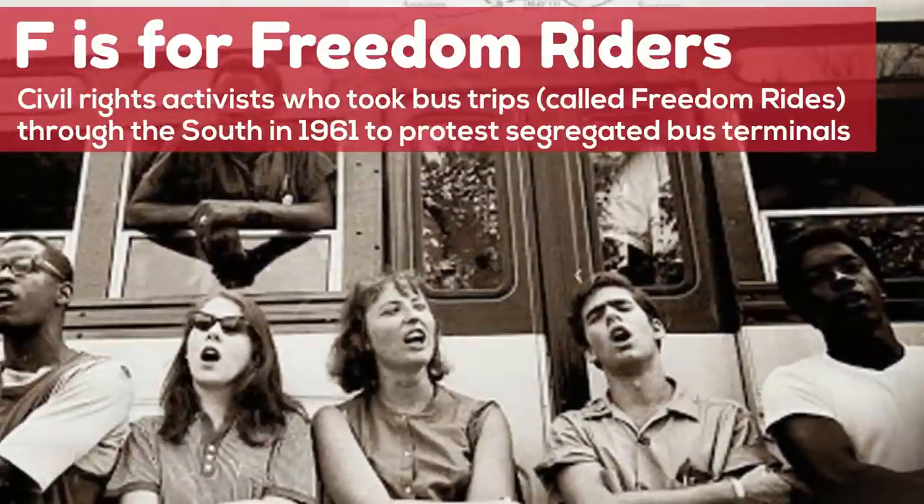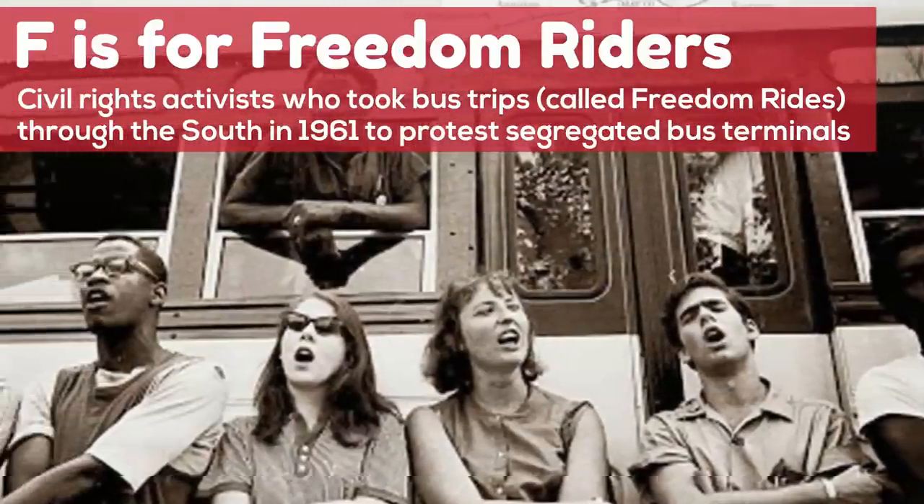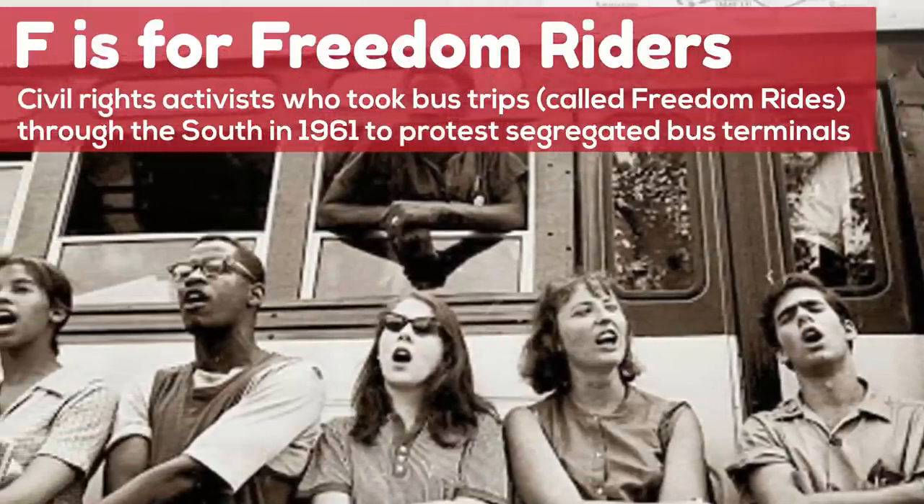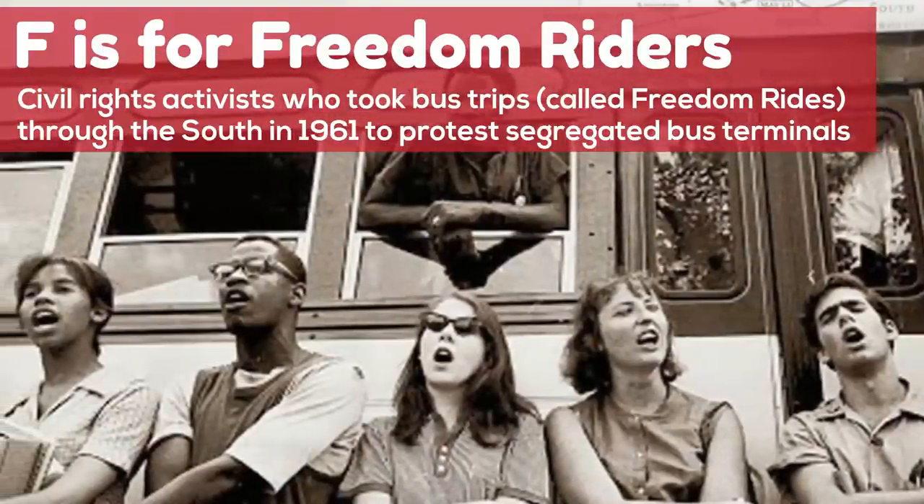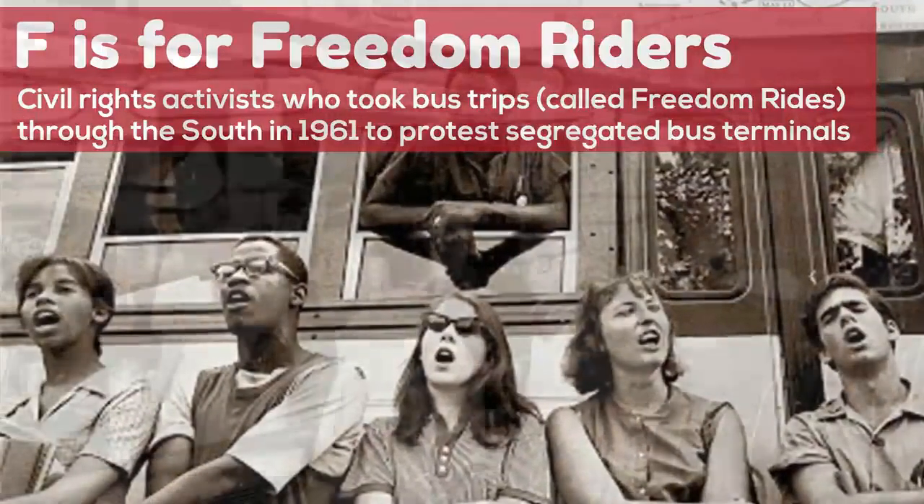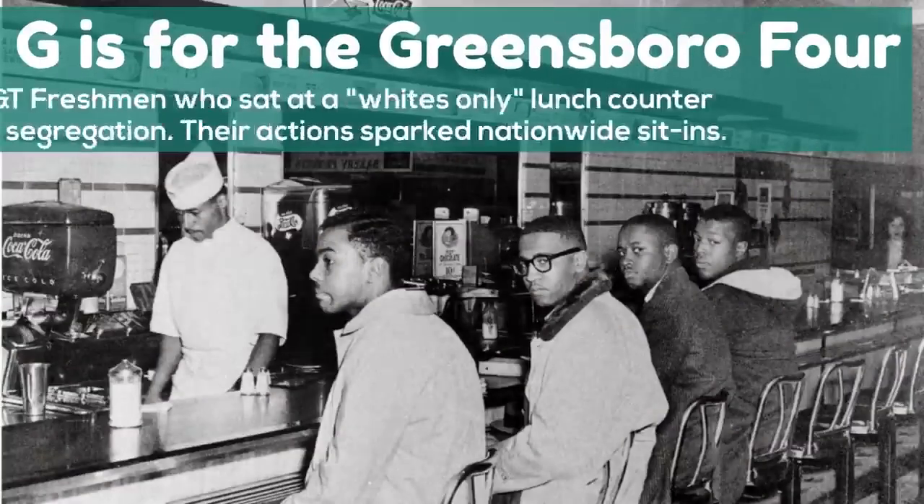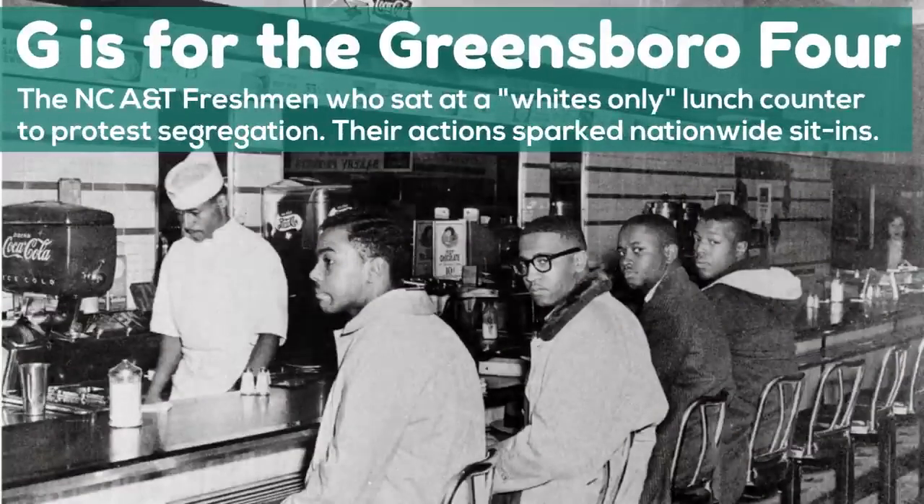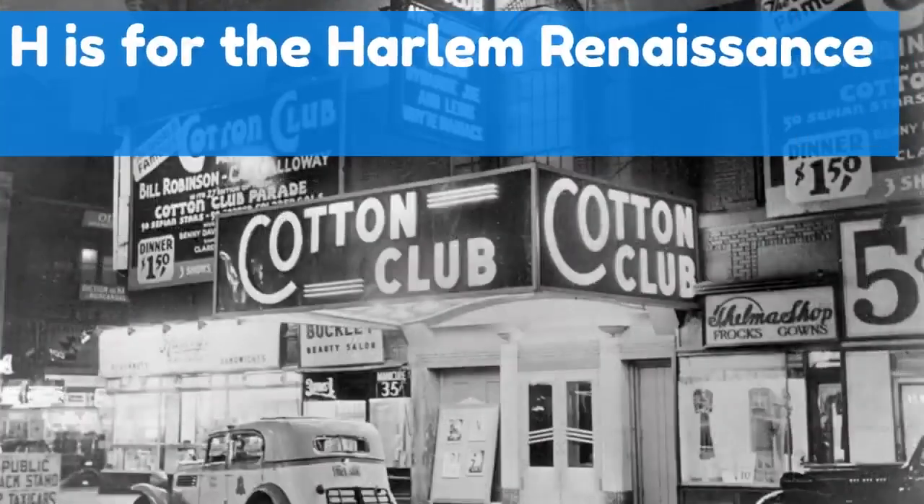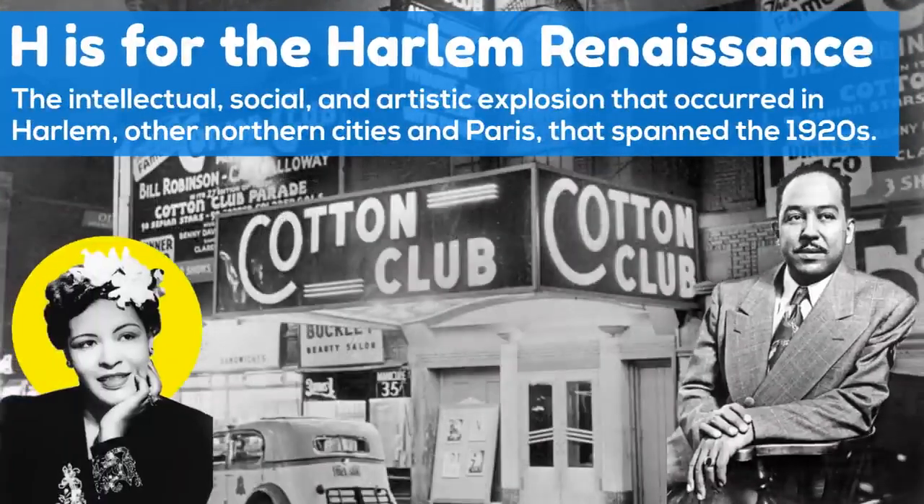F is for Freedom Riders, civil rights activists who took bus trips called Freedom Rides through the South in 1961 to protest segregated bus terminals. G is for the Greensboro Four, the North Carolina A&T freshmen who sat at a whites-only lunch counter to protest segregation. Their actions sparked nationwide sit-ins. H is for the Harlem Renaissance, the intellectual, social, and artistic explosion that occurred in Harlem, other northern cities, and Paris that spanned the 1920s.